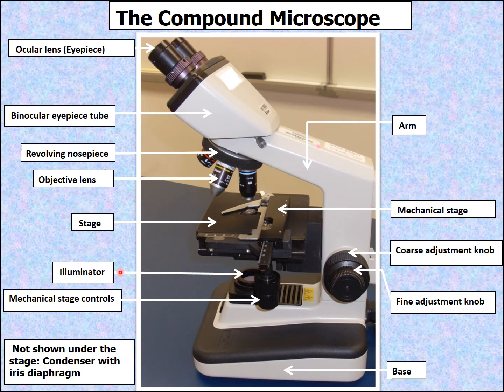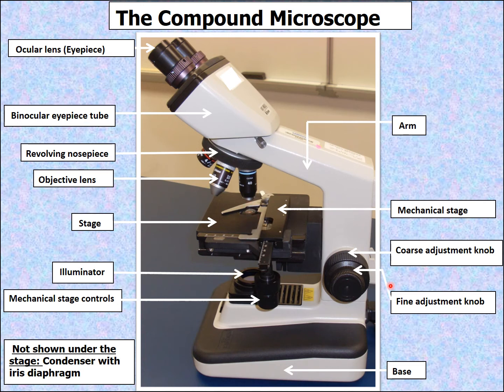Now, this is the illuminator right here. So this is your light source. Okay, so the light is going to turn on, right? So when you turn it on, the light comes through the specimen up through the lens. Now, in order to focus your specimen, you use these knobs right here. They're the coarse adjustment knob and the fine adjustment knob. The coarse adjustment knob is coarse, meaning that the stage raises quite a bit easier.